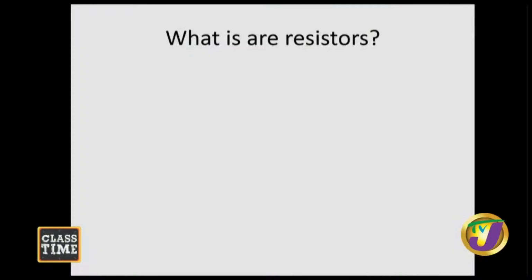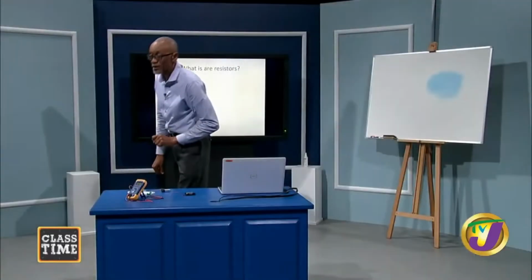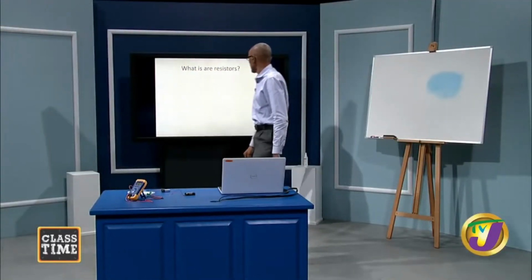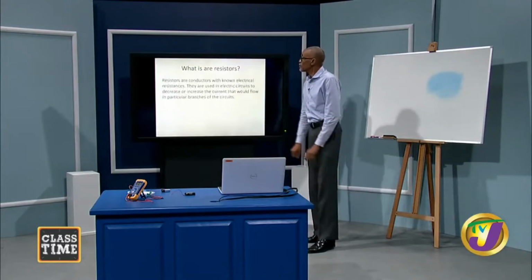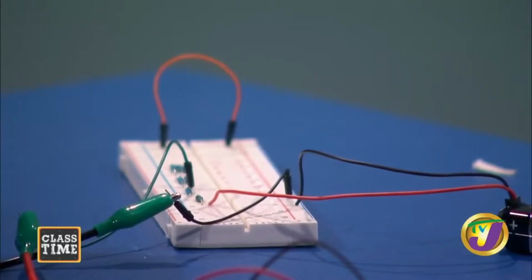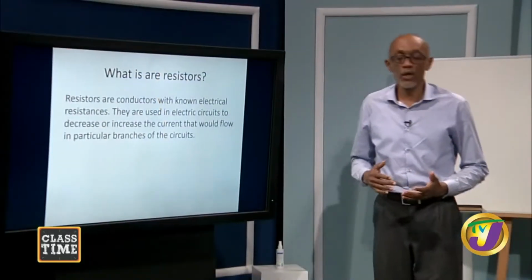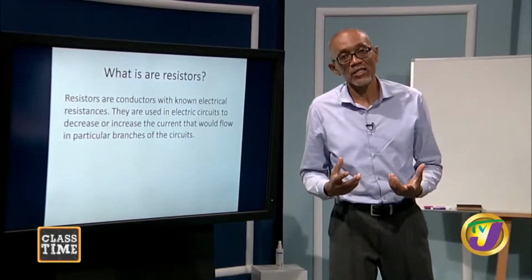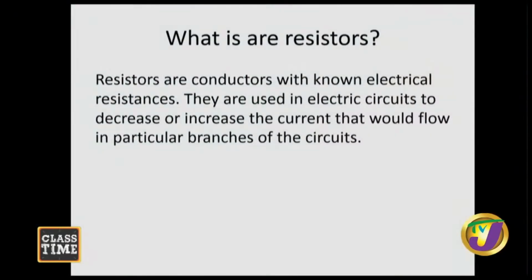So the next thing we're going to look at is what resistors are. I mentioned resistors here. These little things are called resistors. So what are resistors? Resistors are conductors with known electrical resistances. Remember we said that when you have a conductor, the lattice atoms cause the flow of current to be reduced. So they are used in electrical circuits to decrease or increase the current that would flow in particular branches of circuits.